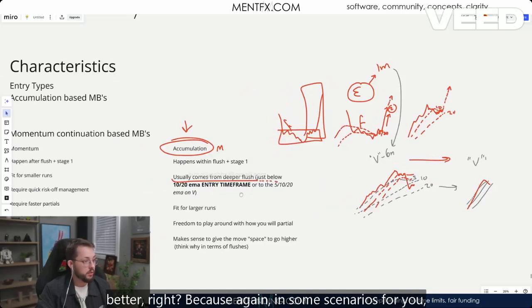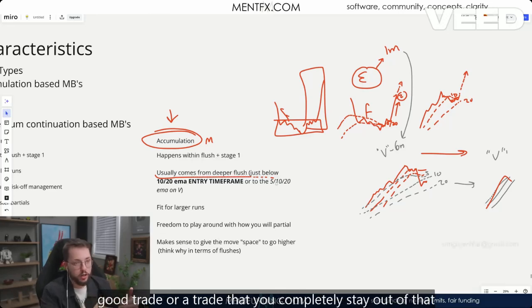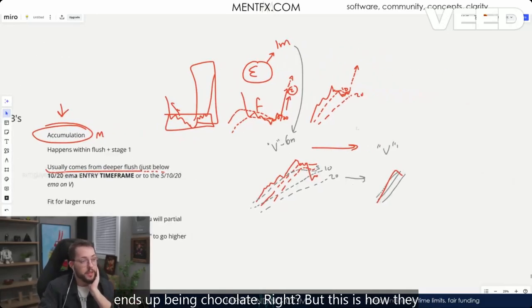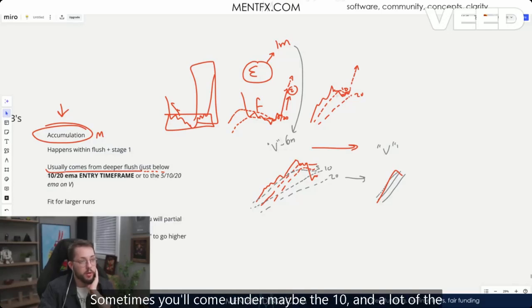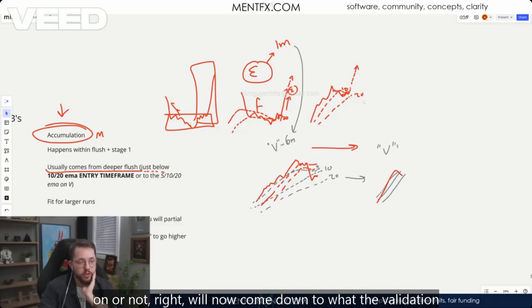Because again, in some scenarios, just this understanding might be the difference between a good trade or a trade that you completely stay out of that ends up being choppy or something, right? But this is how they interact together. The entry time frame is going to have these flush outs that happen at the 10, 20 or just under. Sometimes you'll come under maybe the 10, and a lot of the time deciding whether or not it might be worth taking risk on or not will now come down to what the validation is up to.